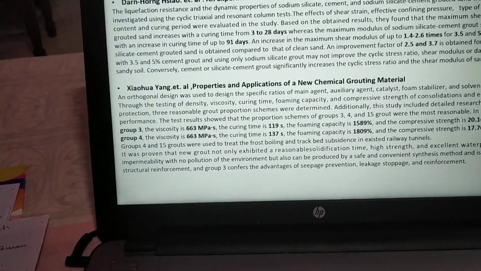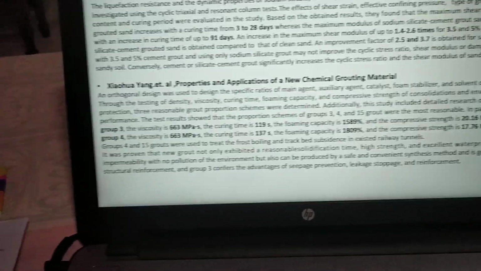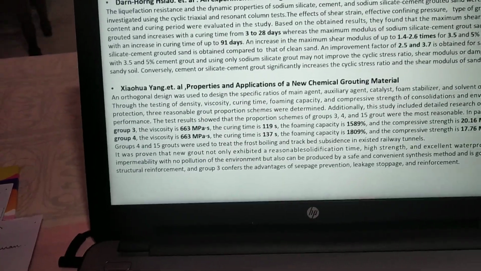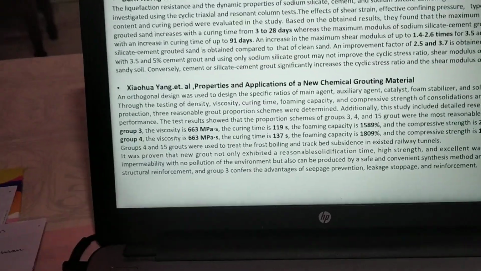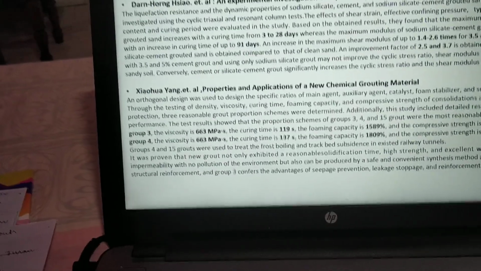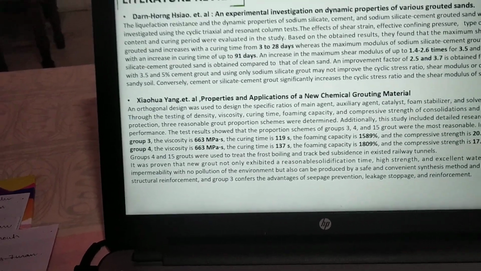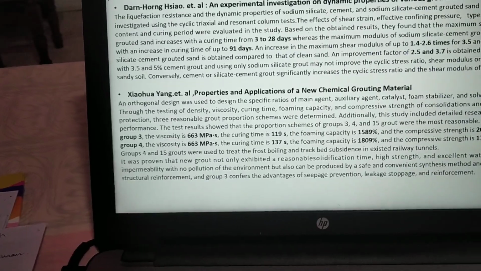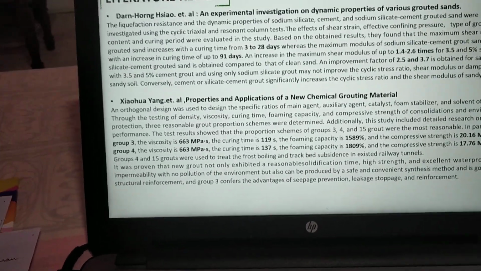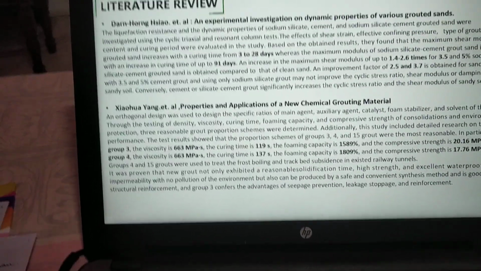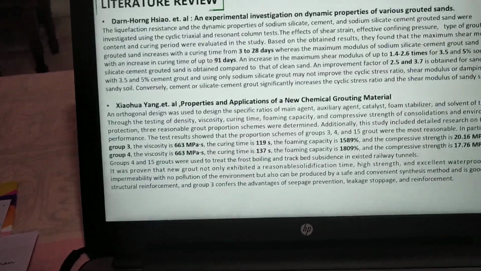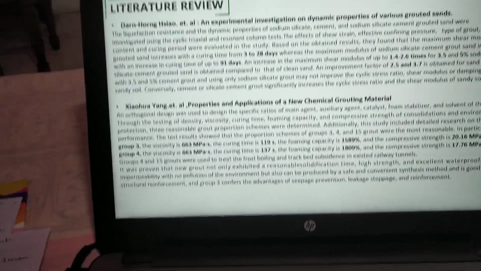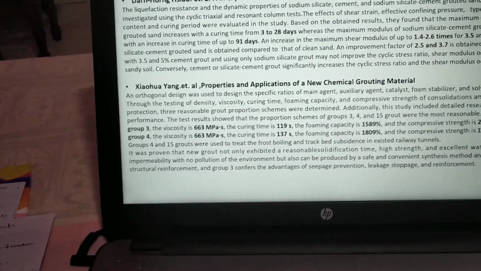They used about 15 grouping characteristics of the grout, among which they found out that groups 3 and 4 were the most suitable for testing, as their compressive strength varied between 20.16 MPa to 17.76 MPa, and the foaming capacity increased from 1589% to 1819% respectively.